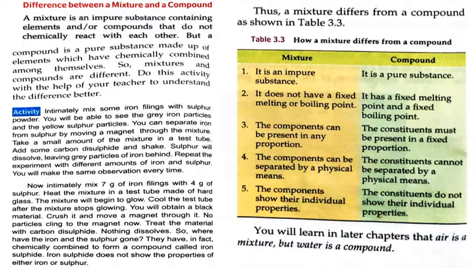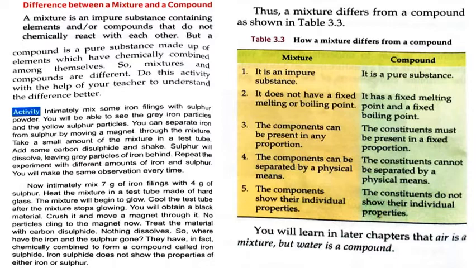You will obtain a black material. Crush it and move a magnet through it. No particles cling to the magnet now. Treat the material with carbon disulfide, nothing dissolves. So where have the iron and sulfur gone, which we had seen in the first one, right? They have in fact chemically combined to form a compound called iron sulfide. Iron sulfide does not show the properties of either iron or sulfur. That we have seen, that the compound which is formed may not show the properties of the elements which combined to form it, right?